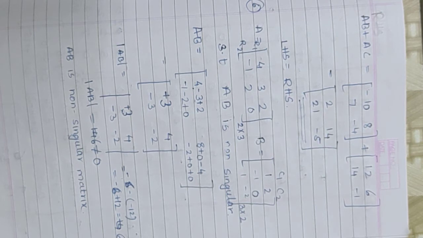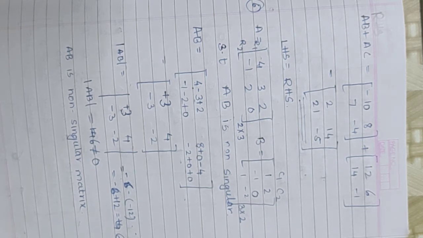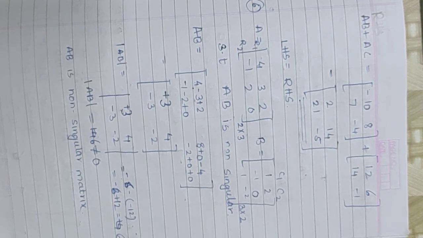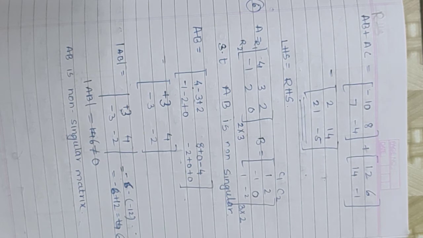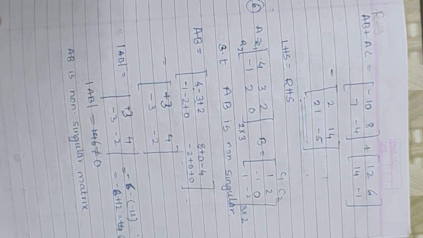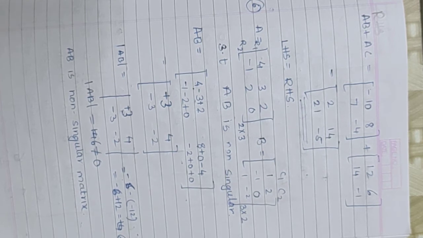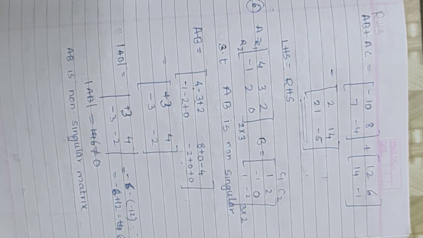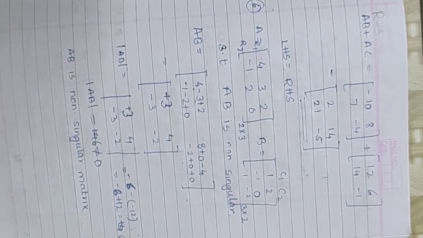Now next one, sixth sum. See the sixth sum, matrix A is given, matrix B is given. Show that AB is a non-singular matrix. Non-singular matrix means when we solve the determinant of that matrix, it should not be equal to 0. Then it is a non-singular matrix. So here A and B are given, but what you have to find? We have to find a matrix AB which is not singular. So first we will multiply and take AB, then write it in the determinant form and then find its value.